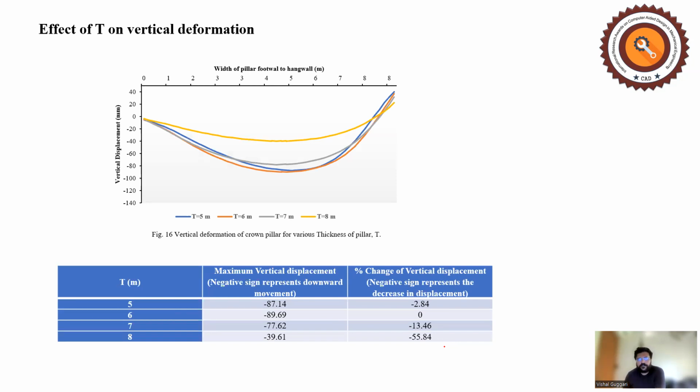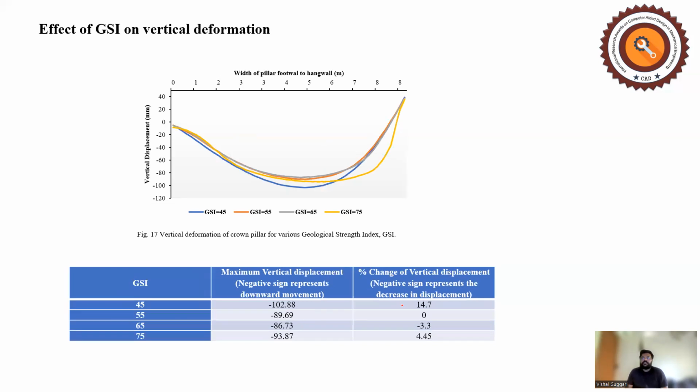As in the case of pillar thickness, the vertical deformation is decreasing as you increase the pillar thickness. As in the case of GSI, we have already discussed the values of the GSI, where it indicates the presence of geological disturbances and how it affects the strength parameters. So again, as you increase the GSI of the rock mass or ore body, the deformation reduces.